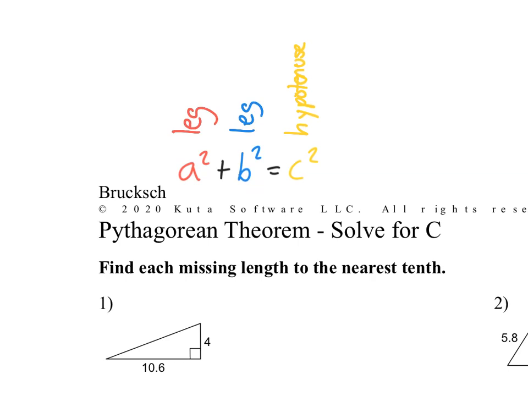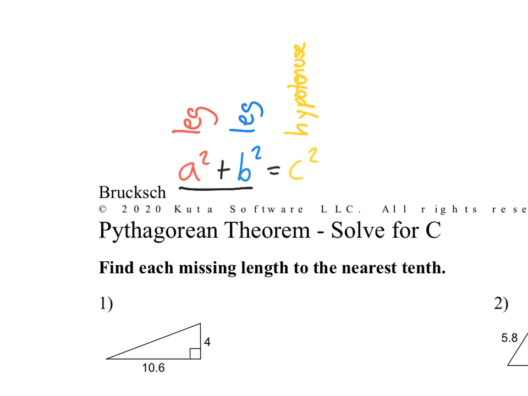Now, whenever we're trying to identify a and b on a triangle, it really doesn't matter if we get these two mixed up. But what I'm going to tell you from now on is that a is the smallest, b is the medium sized, and c is the largest. So small, medium, large for a, b, and c.